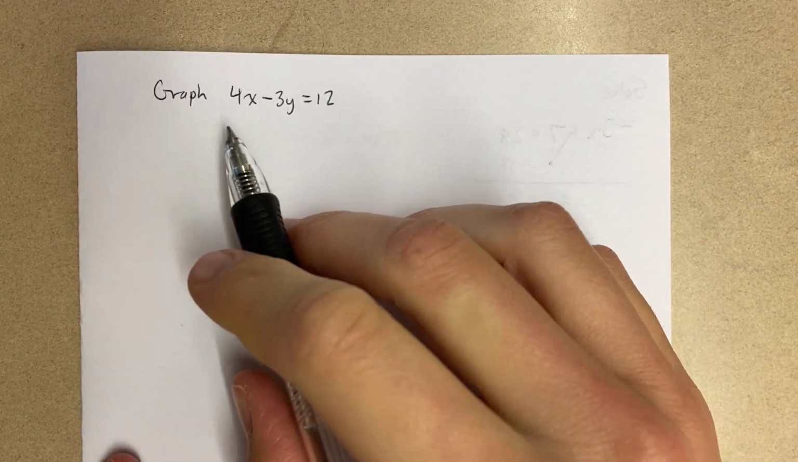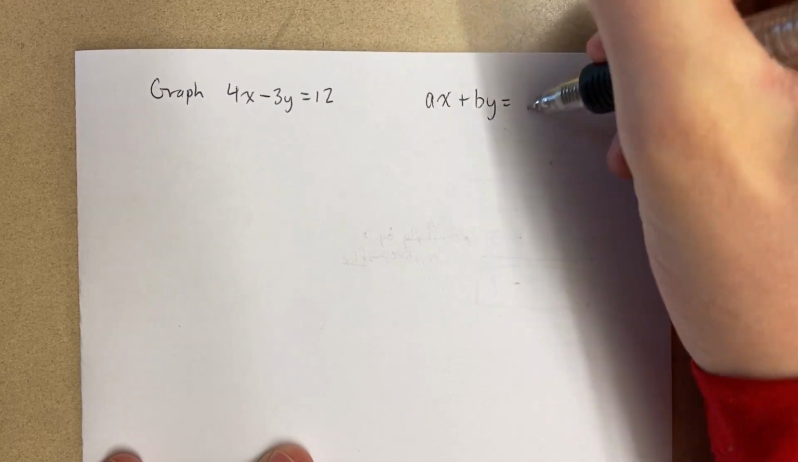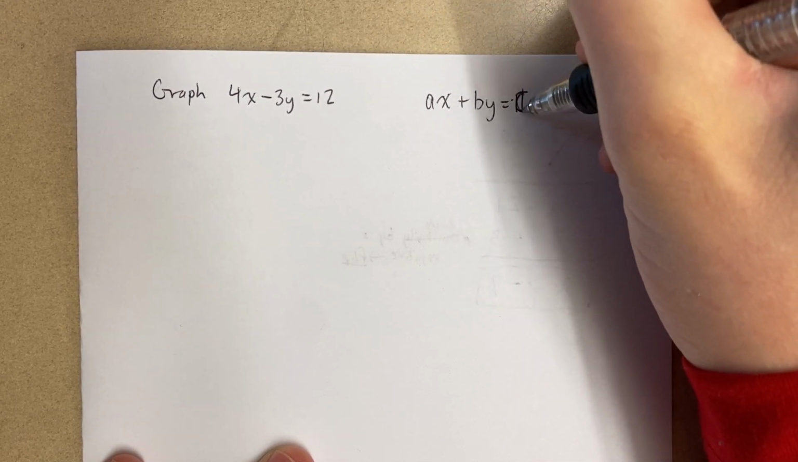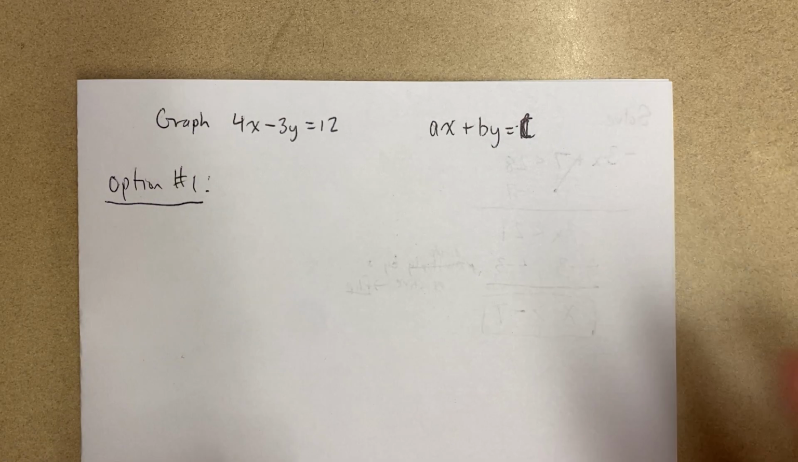Okay, this is called standard form, right? This is a number times x plus a number times y equals a number, and that is called standard form. I have two options to graph this, and you can just choose which one you prefer, okay?